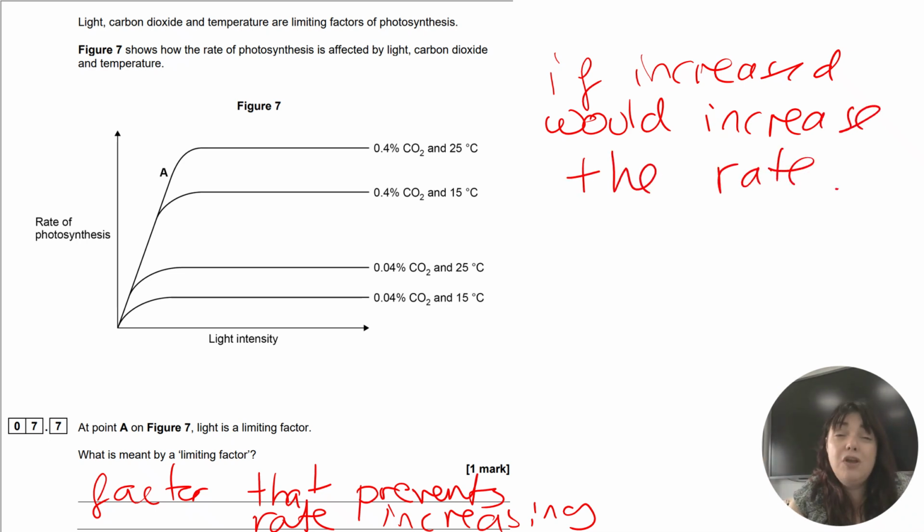Okay, you can also say it's a factor that prevents the maximum rate being reached is another one as well. So there's a few things that you could say there. You could also talk about it in terms of a named factor. So, for example, you could say if water wasn't present, then that could prevent the rate from increasing. That's fine. So instead of saying factor, you could say water, CO2, temperature, whatever. Okay, maybe not. No, yeah, maybe temperature as well.